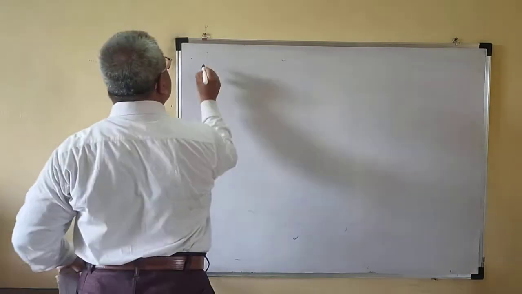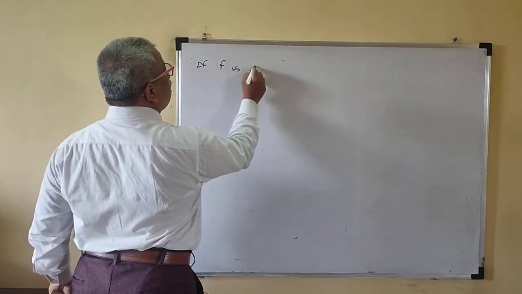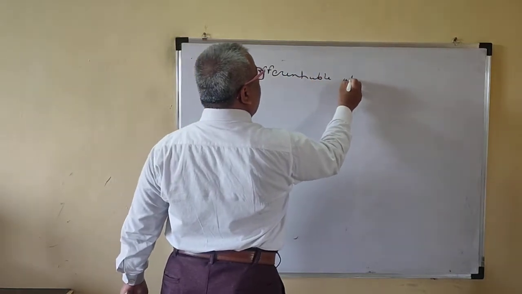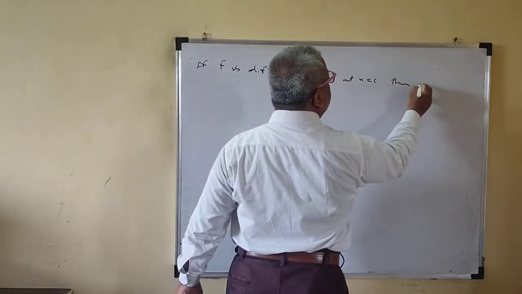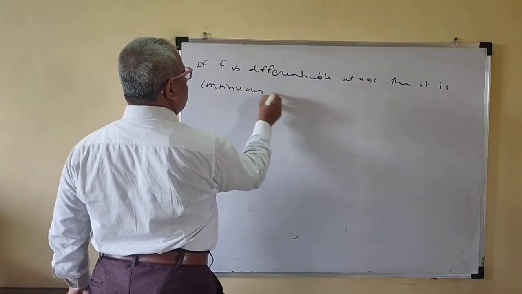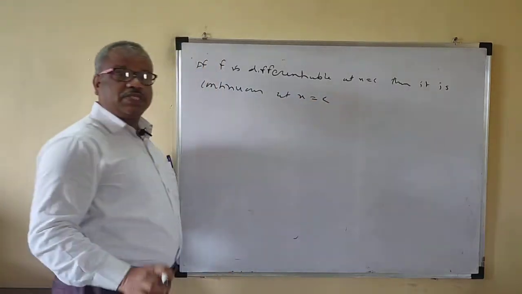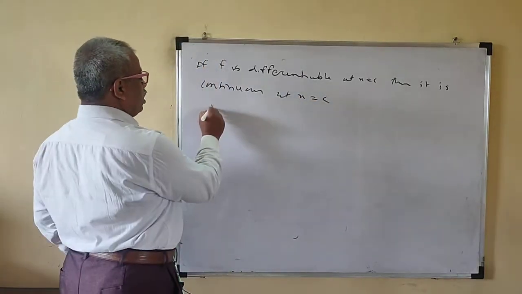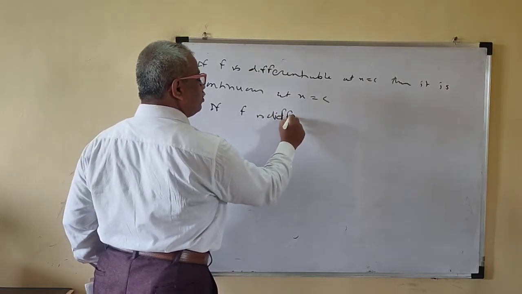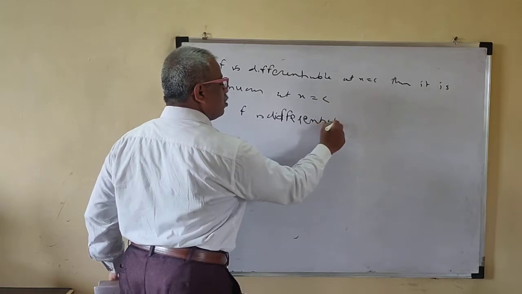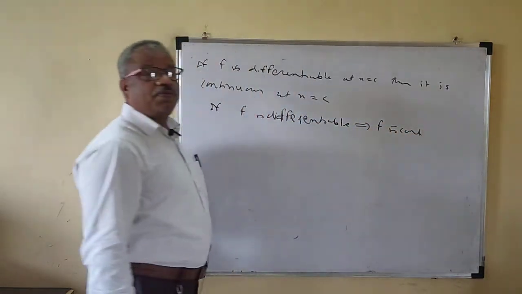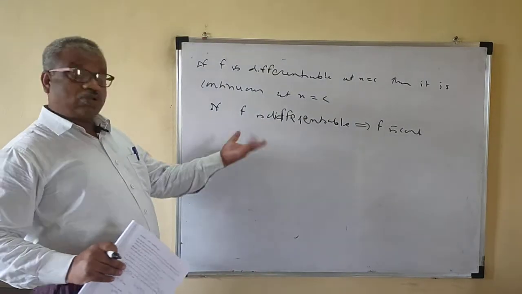So if f is differentiable at x is equal to c, then it is continuous at x is equal to c. That means if a function is differentiable, f is differentiable implies f is continuous. That means if a function is differentiable, then it is continuous, but not vice versa.